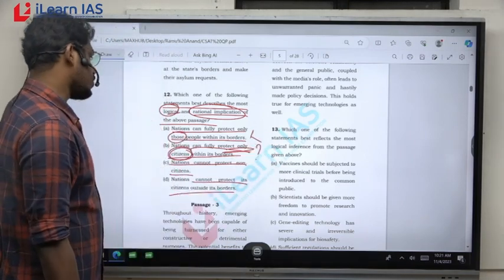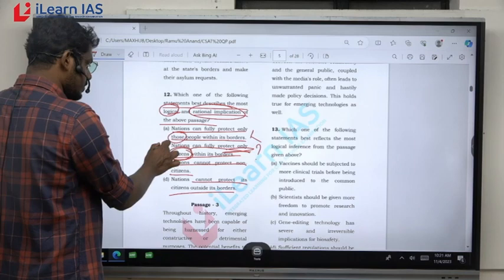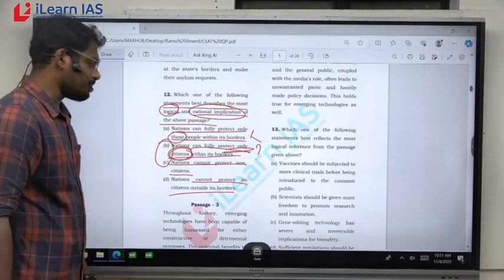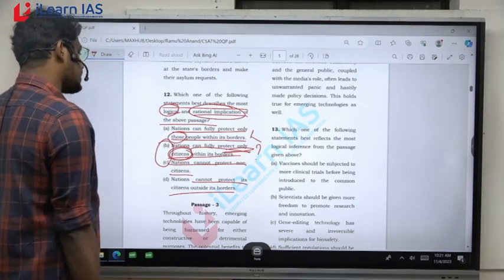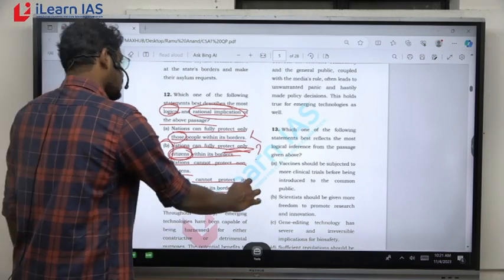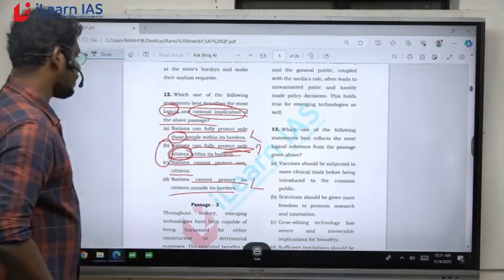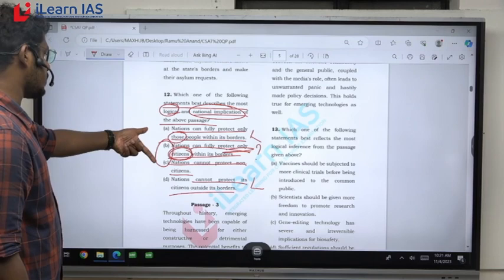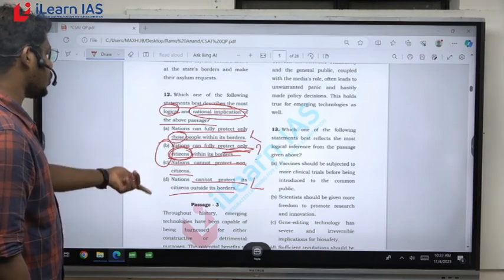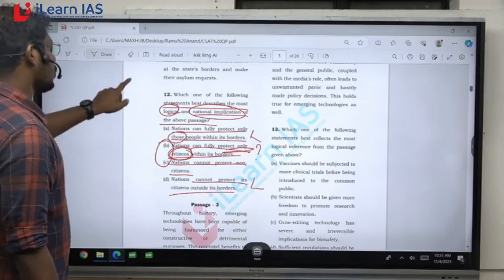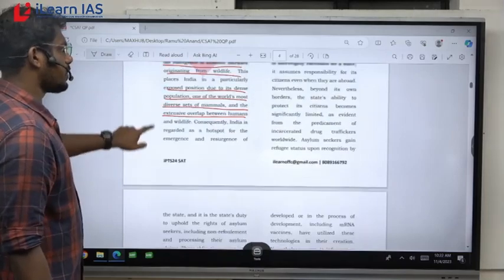Nation cannot protect a non-citizen. Actually, both these statements sound similar. Okay, nation cannot protect a citizen outside its borders. So this is also logical, but we are confused with the two options, either A or D. So let's look into the question passage.